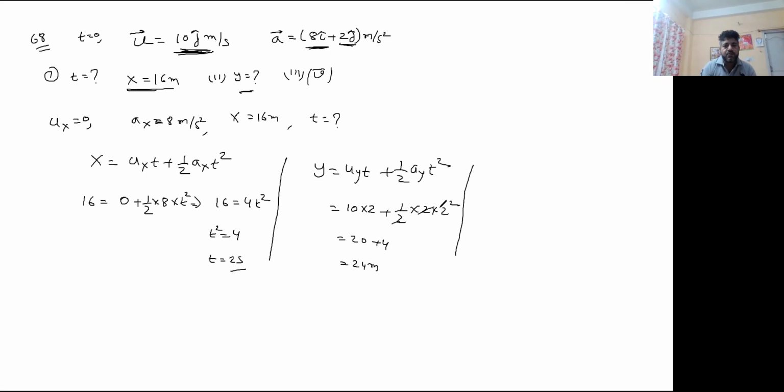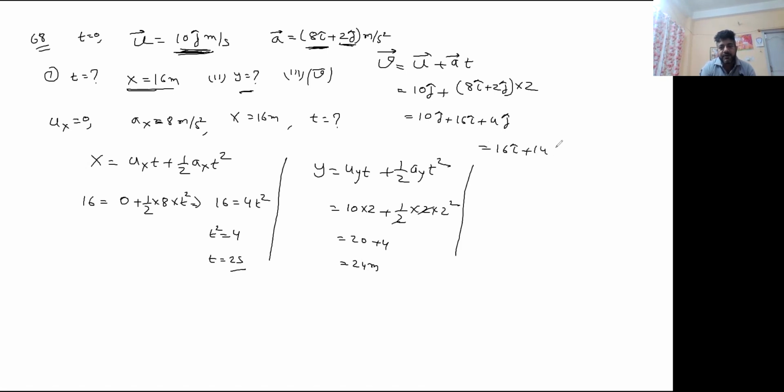So once you get these two, now you have to find out the velocity. We know the velocity formula is u plus at. Initial velocity is 10j. Acceleration is 8i plus 2j, and the time you find out 2. So 10j plus 16i plus 4j, which is 16i plus 14j.